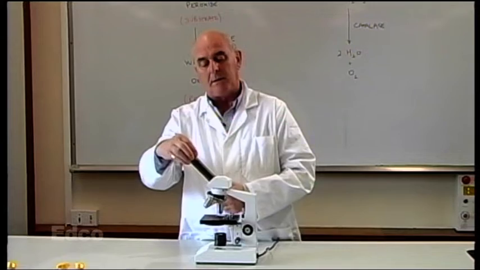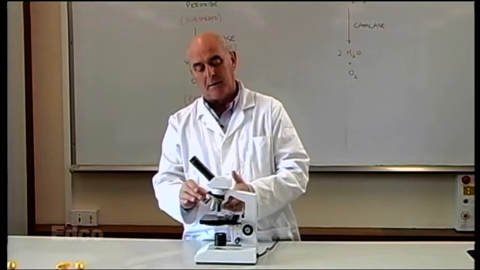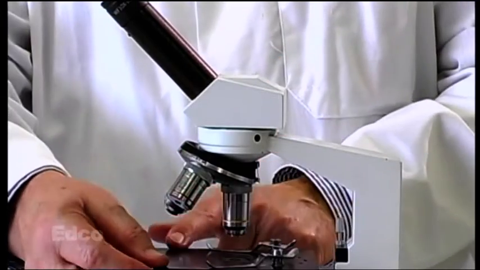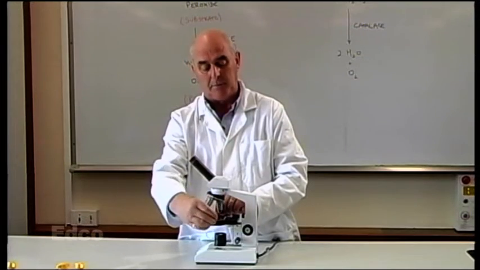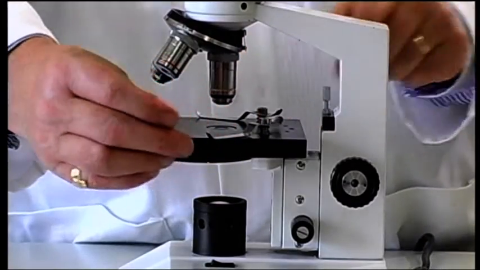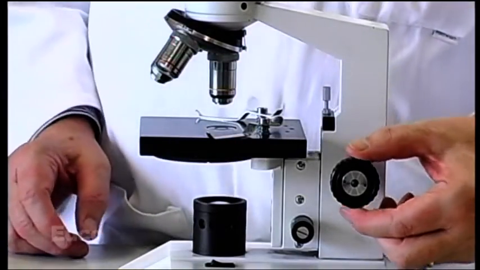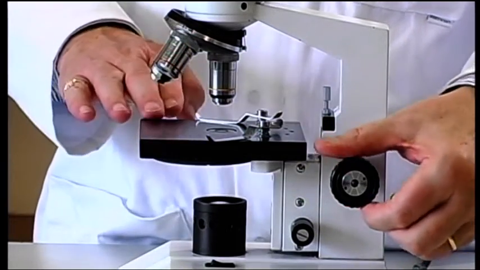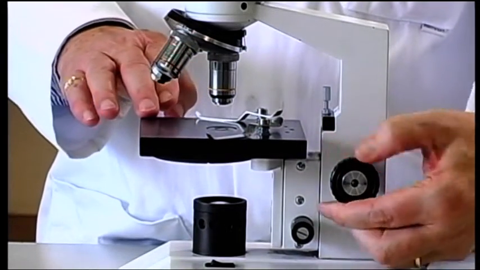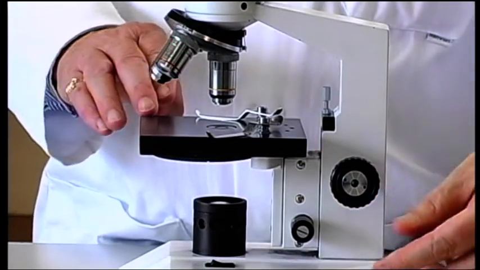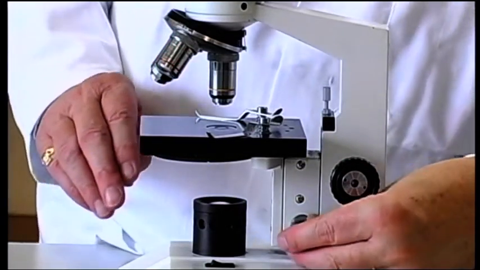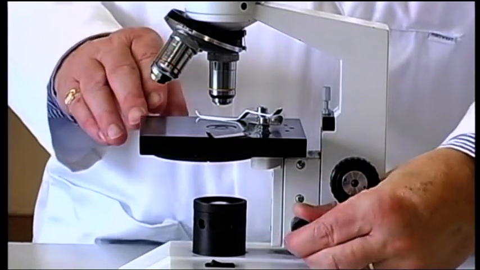So with the eyepiece lens at the top, we have the objective lenses down here. Below that is the stage or the platform. There are clips here to hold the slide in position. Over here we have the coarse focus. As you rotate the coarse focus, the stage or platform moves up or down accordingly. And then down below we have the fine focus knob.